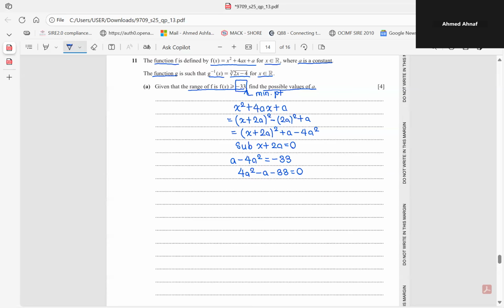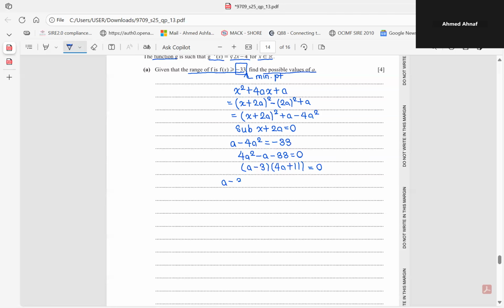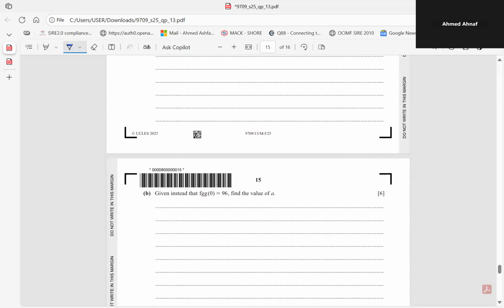We can now solve this equation either by factorizing or the quadratic formula. So here I'm going to try to factorize. So I got (a minus 3)(4a plus 11) equals to 0. Now I'm going to equate each factor to 0. So a minus 3 equals to 0, we get a equals to 3. And 4a plus 11 equals to 0, we get a equals to -11 over 4. So this is our final answer for this part. Let's head on to the next part.